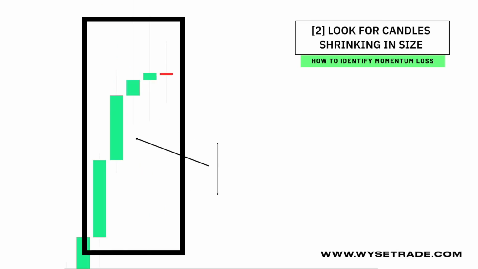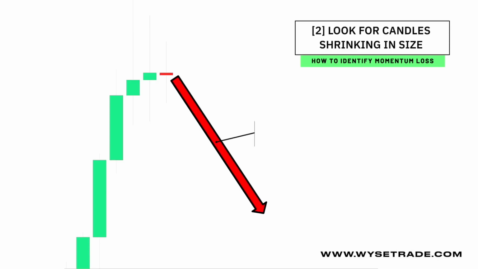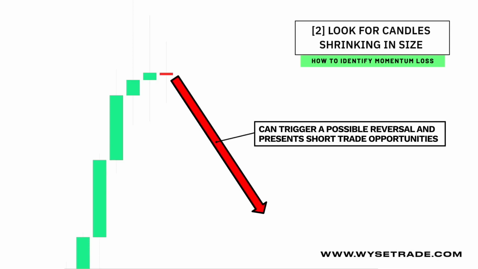In an uptrend, notice how you start with a big green candle and then every candle after gets smaller and smaller, which shows a loss of upwards momentum as the distance traveled per candle is less and less. This can lead to a possible reversal of price.